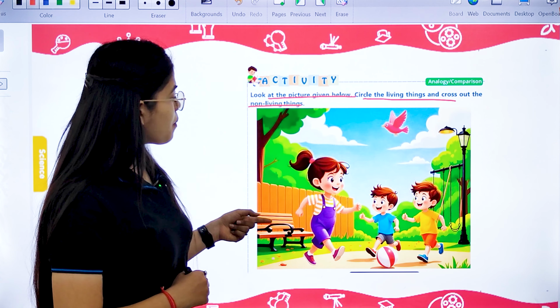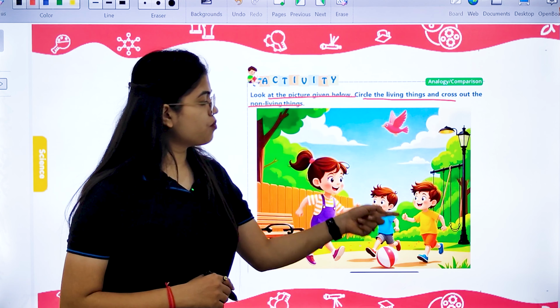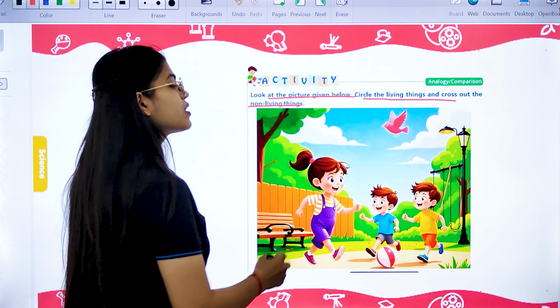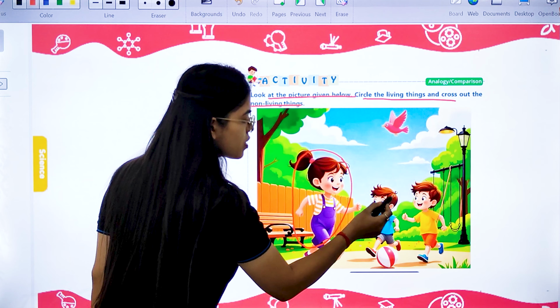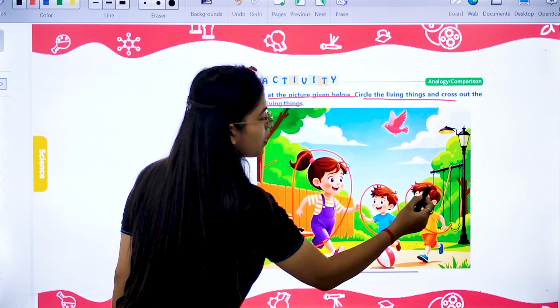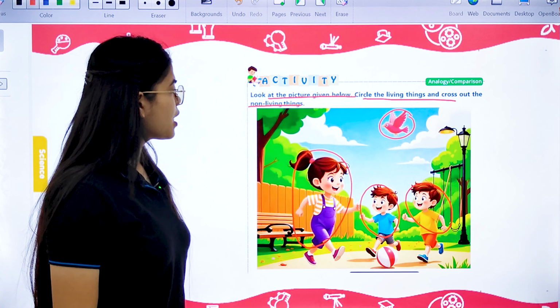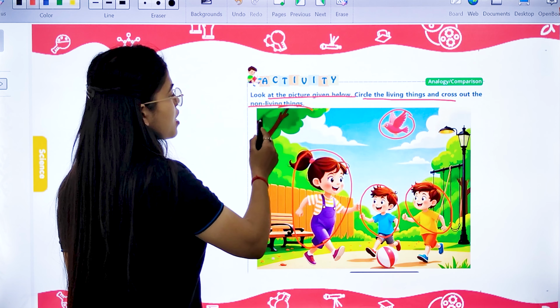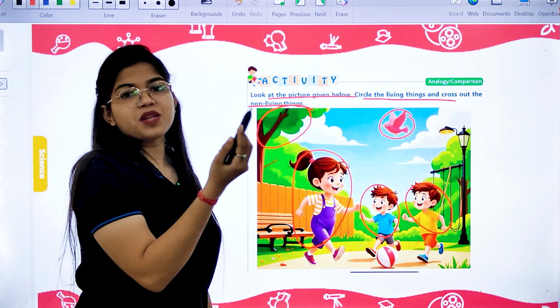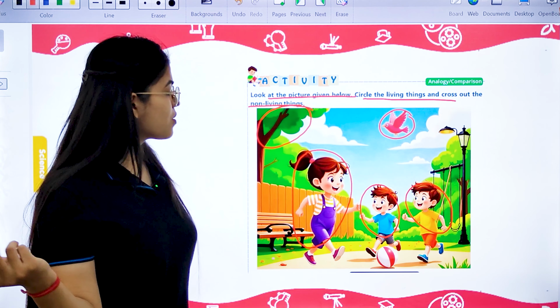See, if we talk about these children, this girl, these two boys, these are living things. So we are going to circle them. This bird is an animal, again a living thing. These trees are what? Plants. Plants and trees are living things only.